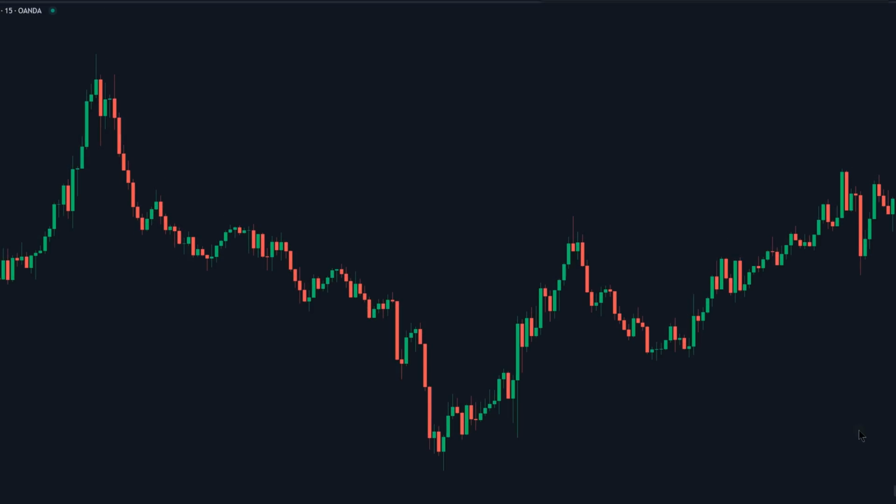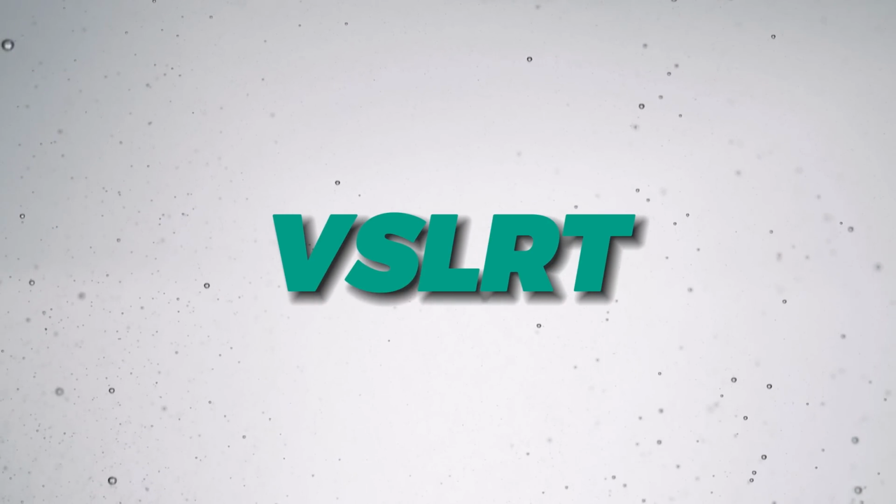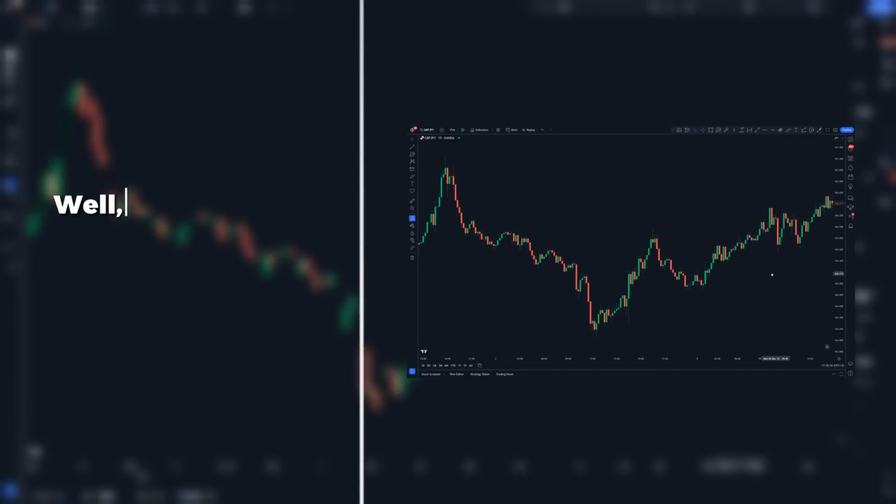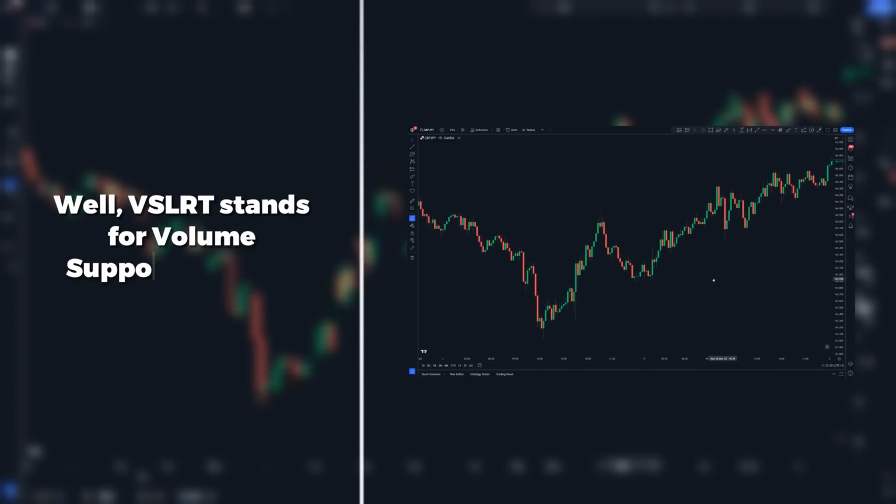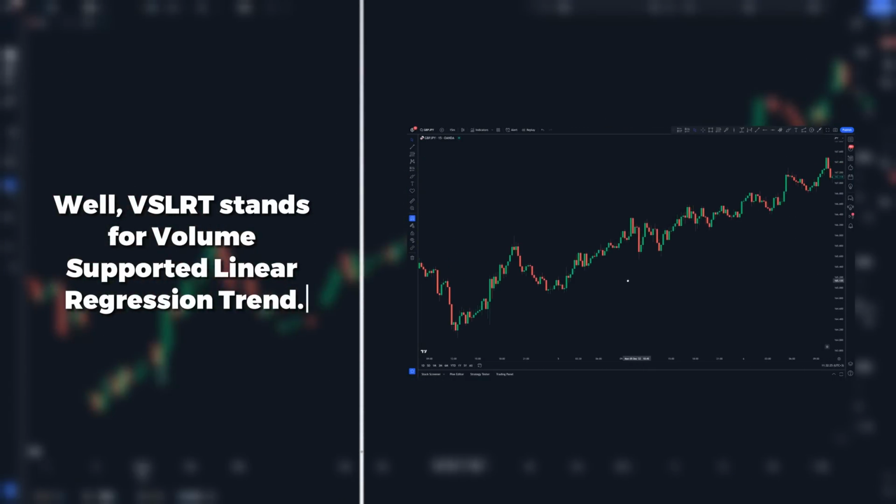Let's get into it. Now, the indicator that we're talking about is called VSLRT. Now, you may be thinking, what does that even mean? Well, VSLRT stands for Volume Supported Linear Regression Trend.